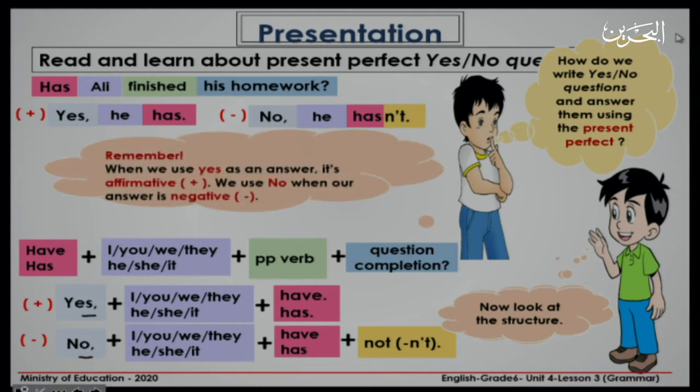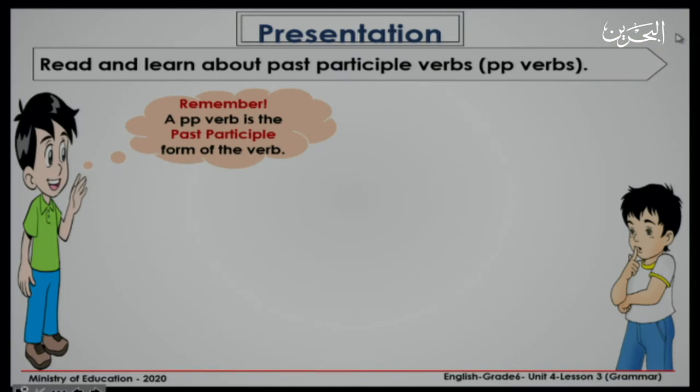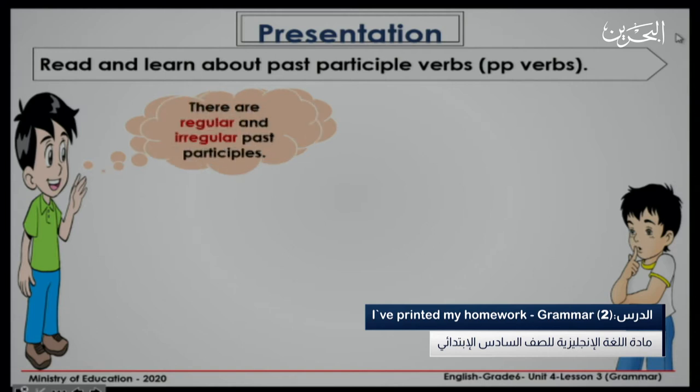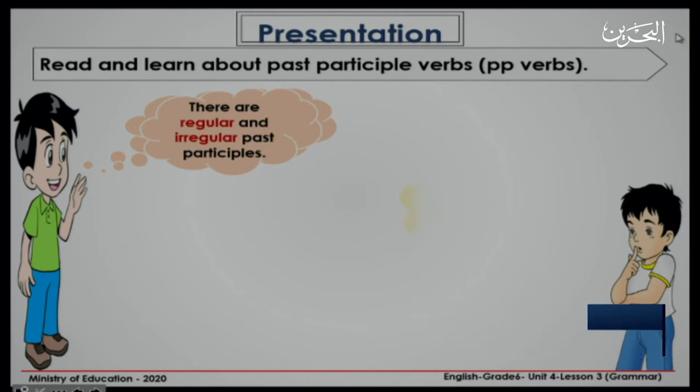Remember, when we use yes as an answer, it's affirmative plus. And we use no when our answer is negative. Minus. Now let's read and learn about past participle verbs, PP verbs. Remember, a PP verb is the past participle form of the verb. There are regular and irregular past participles.